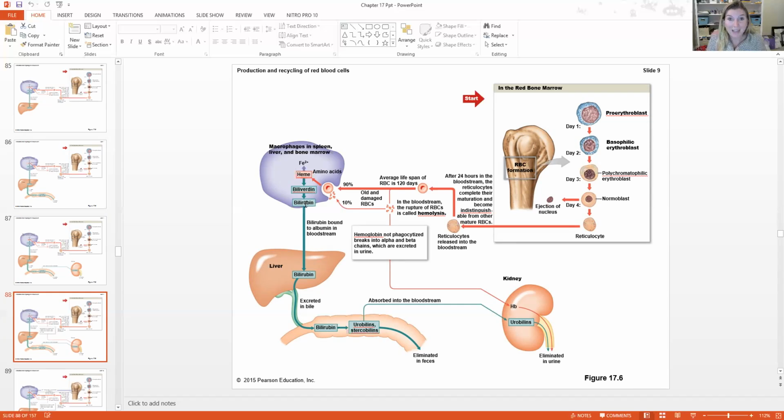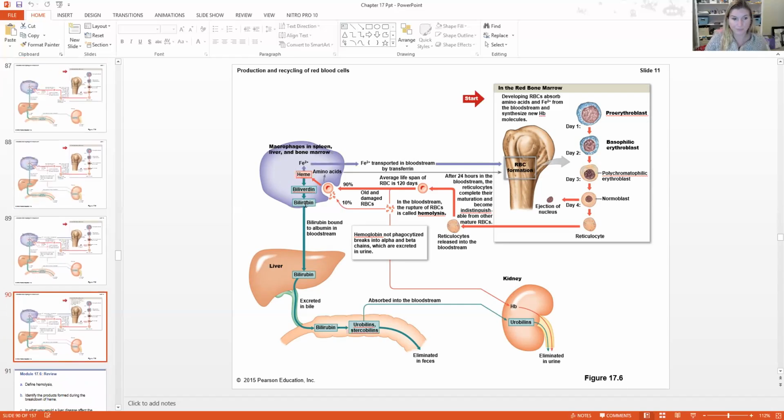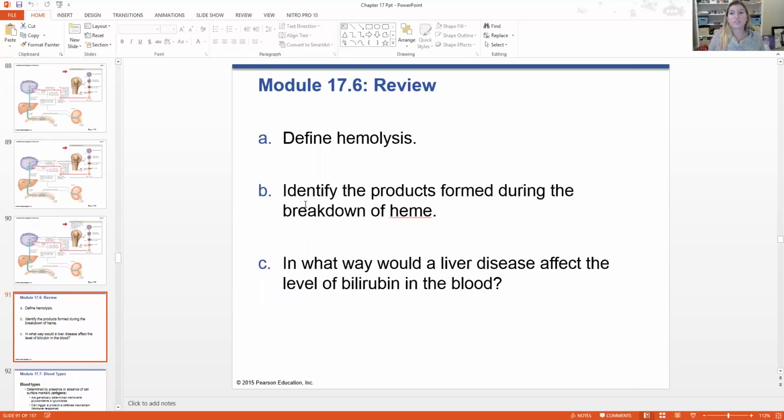So that is the basic breakdown and recycling of red blood cells, whether it happens naturally, like it's supposed to, in these macrophages and in our liver and in our bloodstream, or if it just happens by accident or by injury. So that's the whole process. You can stop the video here. Actually, I'm going to stop the video here, and you can answer these 3 questions.